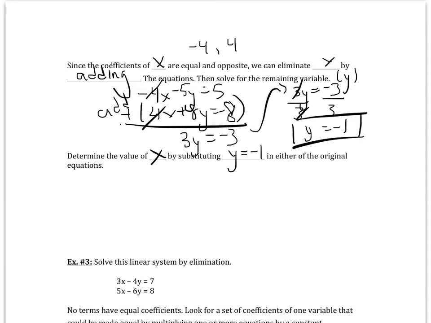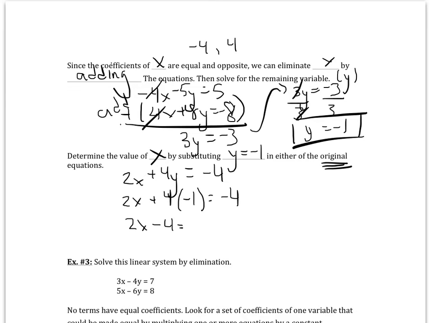This really doesn't matter. I'm going to use 2x plus 4y equals -4 to remind you that it's the original equation no matter what you do with it. All right, so I'm going to then plug my answer in. 2x plus 4 times -1 equals -4. When I simplify this, this becomes 2x minus 4 equals -4.